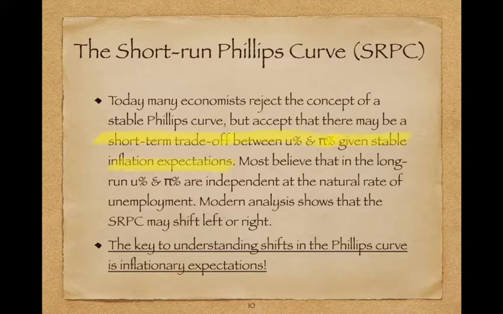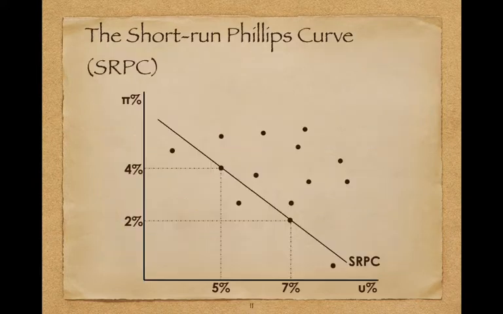Now, our analysis shows that the short run Phillips curve, which we're going to go into here in a moment, can shift either left or right. I would really make sure that you understand this bottom bullet point right here. If you can wrap your head around this concept, you are going to be golden. The key to understanding shifts in the Phillips curve is all about understanding inflationary expectations, or in other words, what we think is going to happen with prices. Okay? It's all about what we think is going to happen here.